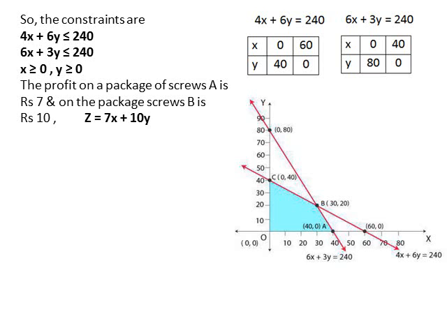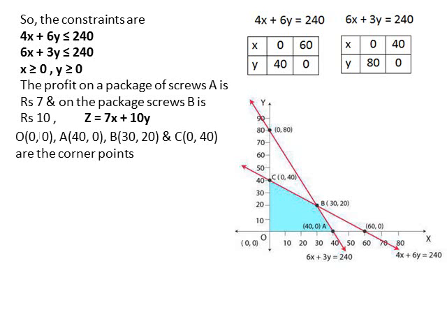Next, find the coordinates of these corner points. In this question, it is easy to identify the coordinates directly from graph. Here, coordinates of O are (0, 0), coordinates of A are (40, 0), coordinates of B are (30, 20), and coordinates of C are (0, 40). Now, find the value of Z at each corner point.